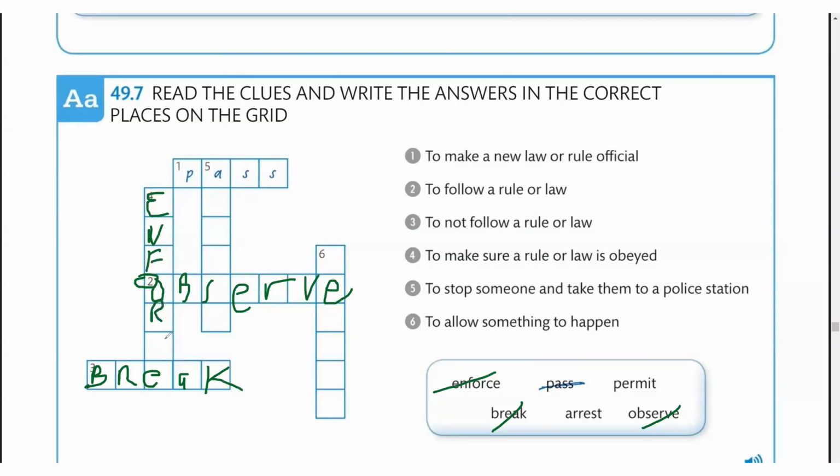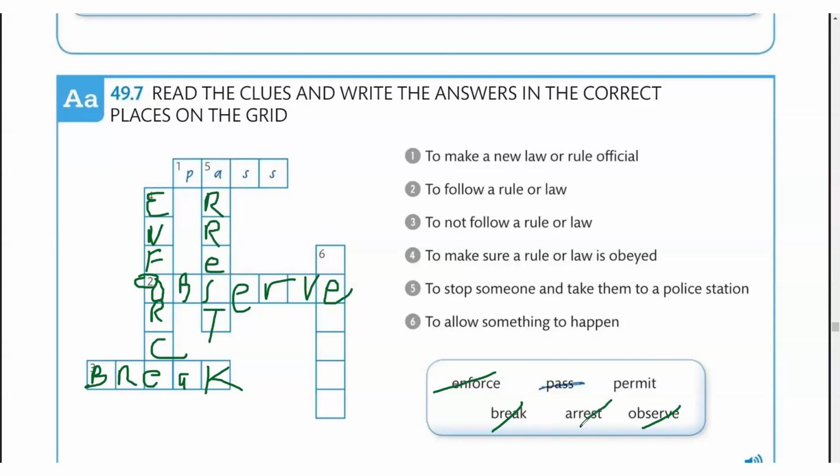Again, when you work with these words, it's easier to remember them in the future. Let's go to number 5, to stop someone and take them to a police station. That is to arrest them. So let's go. E, good. Our S fits nicely, so arrest.